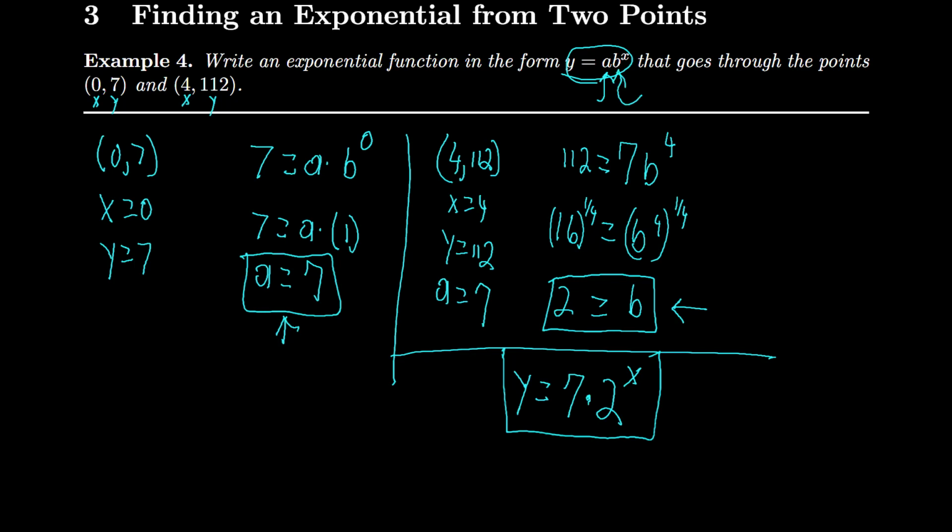Please do not try to multiply 7 times 2. Please keep in mind, this is not 14 to the x. They are not the same thing. You cannot multiply these two numbers together. This is not raised to an x. So don't try doing that. It isn't going to work out the way you want it to.